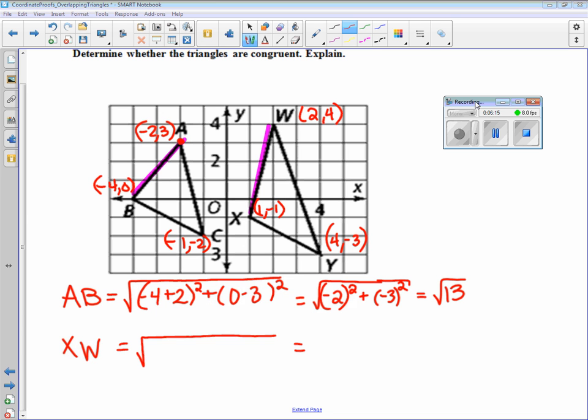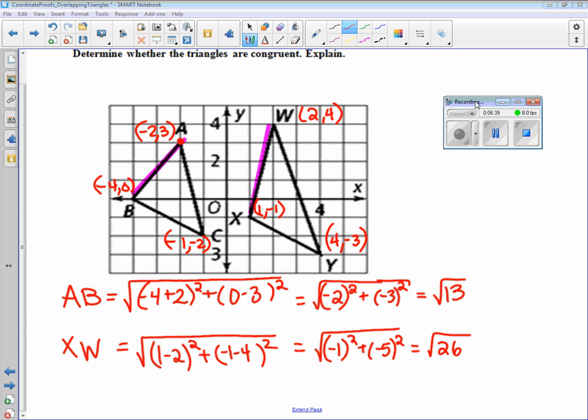Let's do the same thing with XW. 1 and 2, we need to subtract those and square them. And we need to subtract the y's and square them. Definitely not congruent, would you agree? Maybe AB corresponded to XY. Don't you think we should probably double check that? It could be. Maybe one's flipped around.